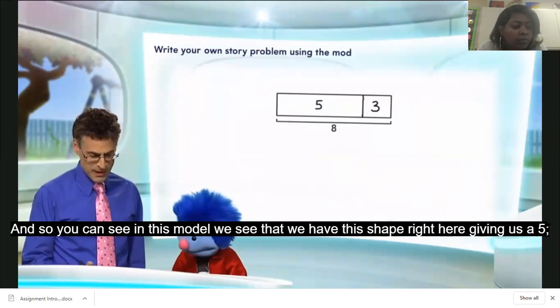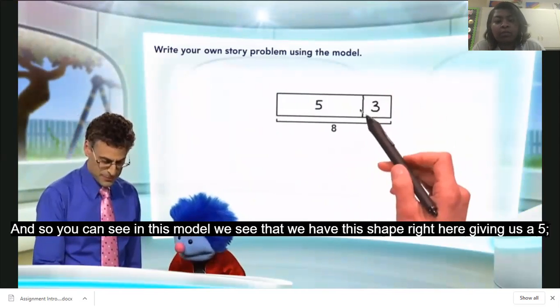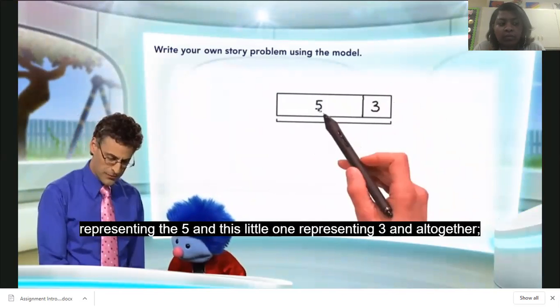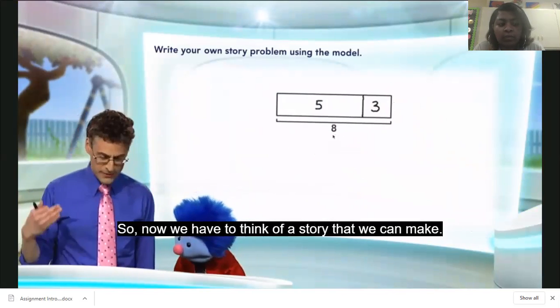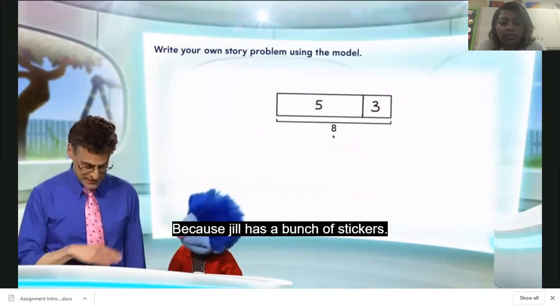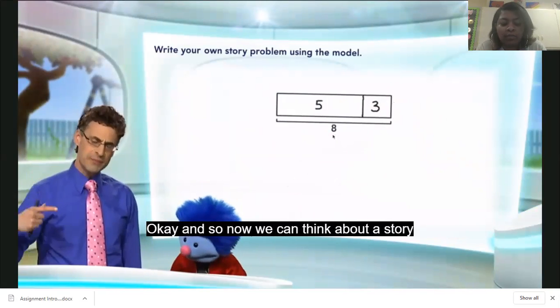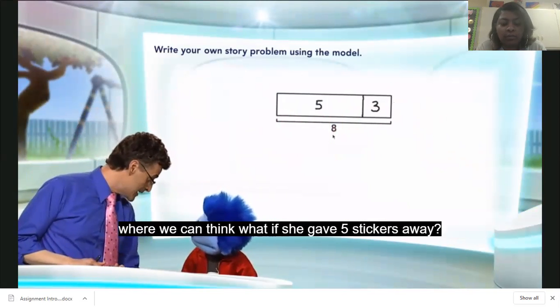And so you can see in this model, we have this shape right here representing 5, and this little one representing 3, and all together, 5 and 3 together, we see 8. Okay. So now we have to think of a story that we can make. So I'll tell you about my friend Jill, okay? All right, let's see. Because Jill has a bunch of stickers. In fact, she has 8 stickers. And so now we can think about a story where we could think, what if she gave 5 stickers away?